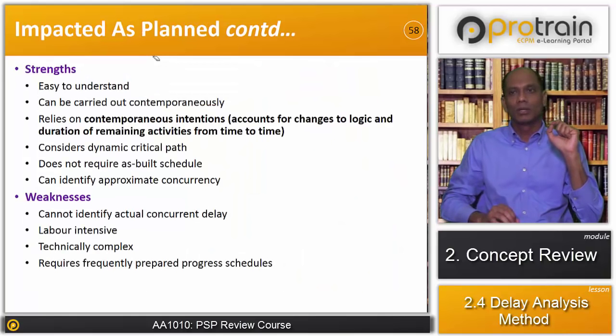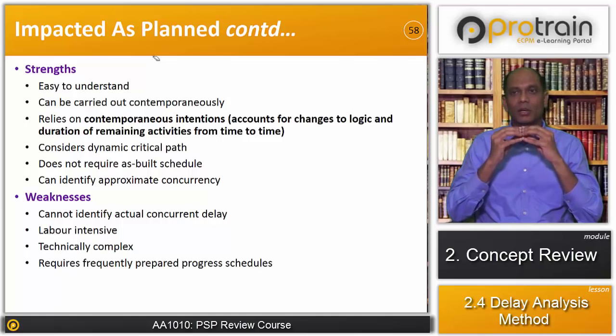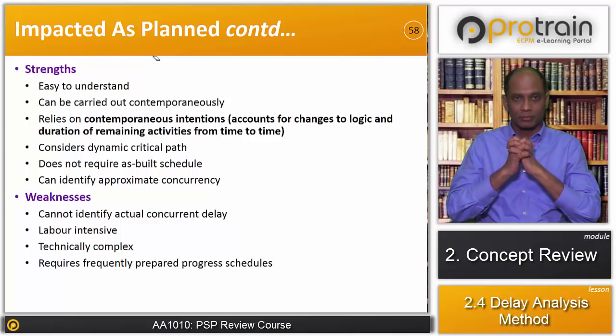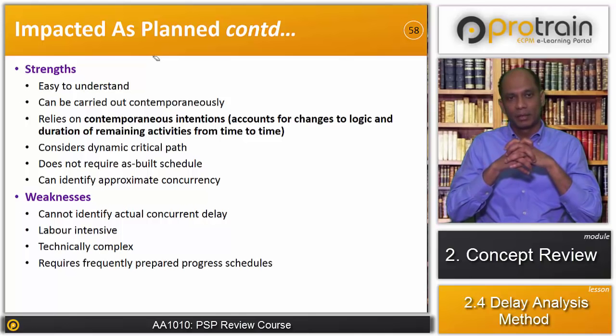Now let's talk about the strengths and weaknesses of time impact analysis. The strengths of time impact analysis: it is easy to understand, can be carried out contemporaneously, relies on contemporaneous intentions, and accounts for changes to the logic and duration of the remaining activities from time to time, considers the dynamic critical path, does not require an as-built schedule, and can identify approximate concurrency.